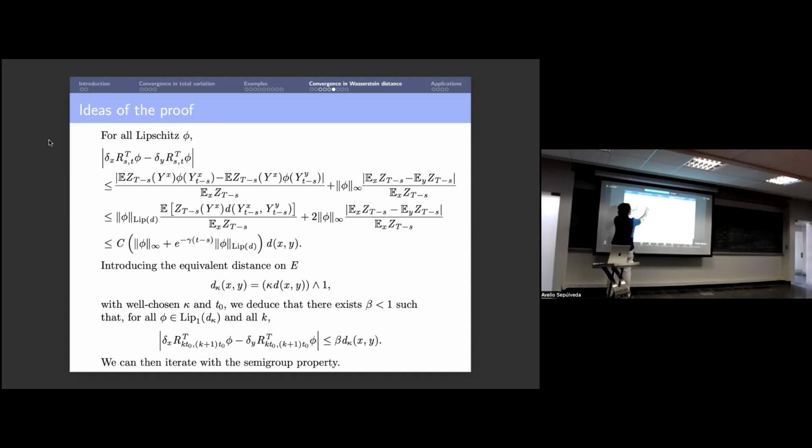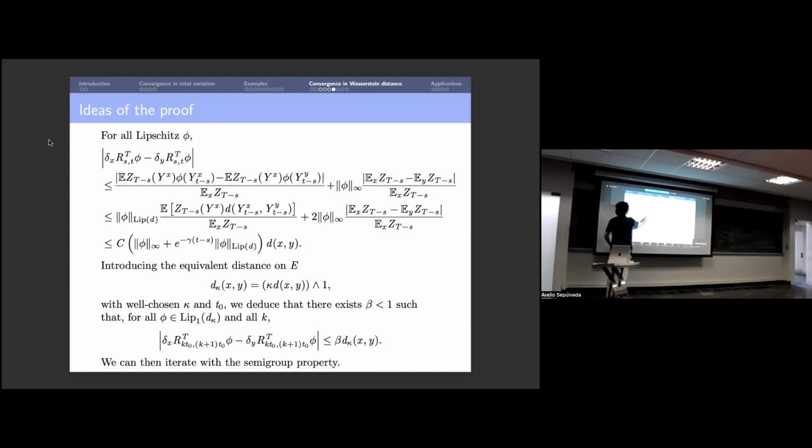So then I use the duality formula. I take a one Lipschitz function phi, and I test it with respect to these two measures. And I want to have estimates on that. Now we use the definition of the semigroup, and so we can decompose this difference into two terms.